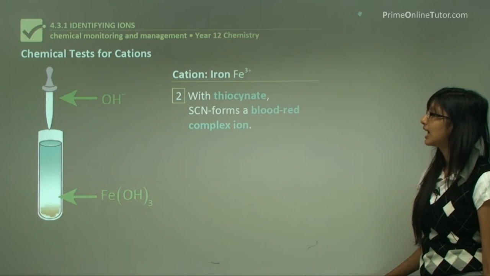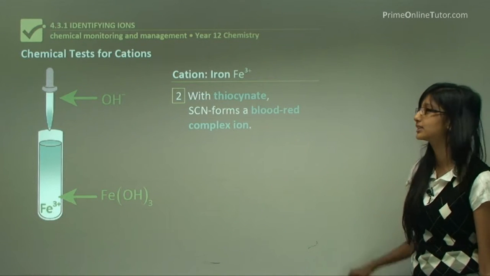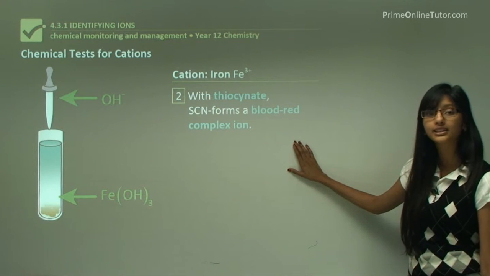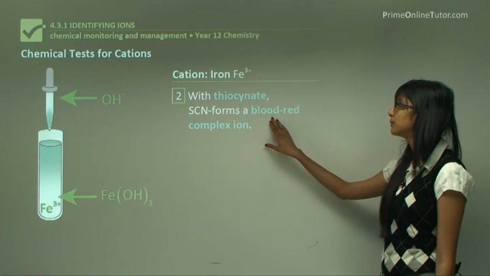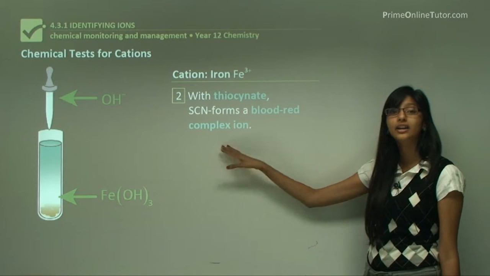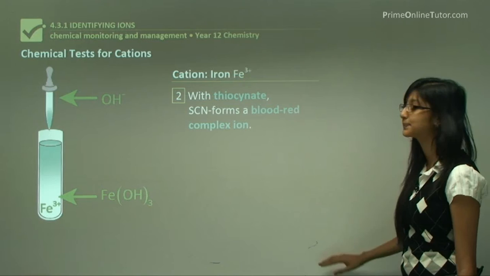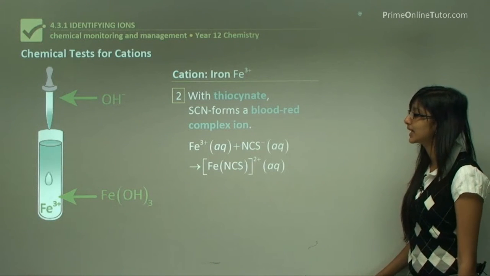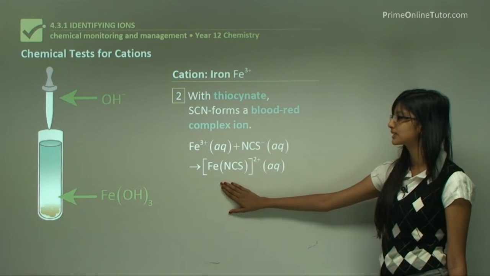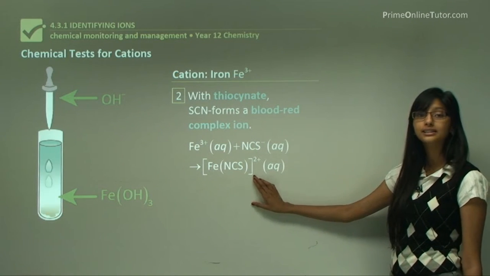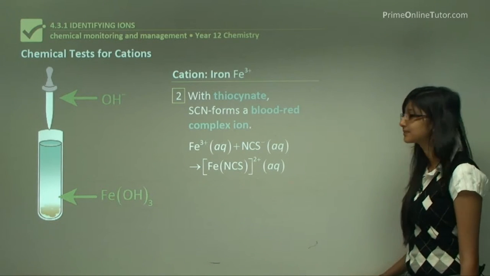And with thiocyanide, SCN, it forms a blood red complex ion. So this can be used as your confirmation test. So when you add thiocyanide in your solution, if it changes to a blood red complex ion, it will ensure that iron 3 plus is present in your solution. So let's look at the equation. So iron 3 plus thiocyanide gives us a complex of iron thiocyanide 2 plus, and that should always be red, and this is your confirmation test.